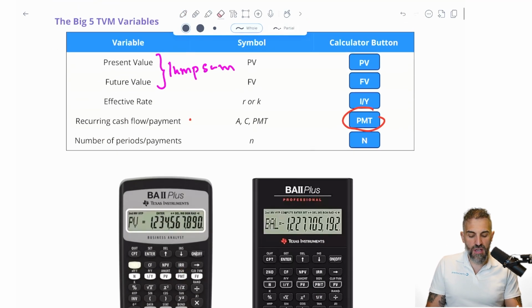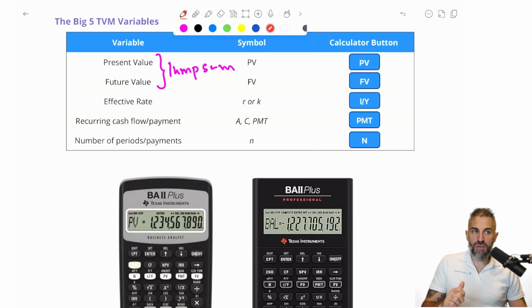And then finally, the number of periods or the number of payments. That's just N. You've got it here and here. Okay, guys. So your job, especially in this first bit, is almost always to find one of these.